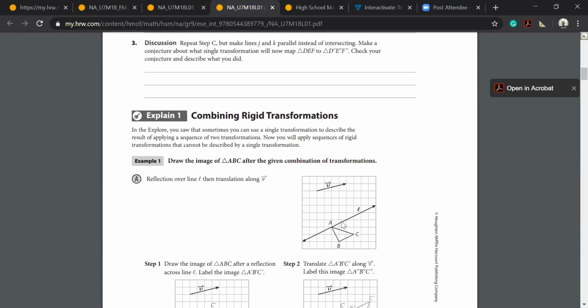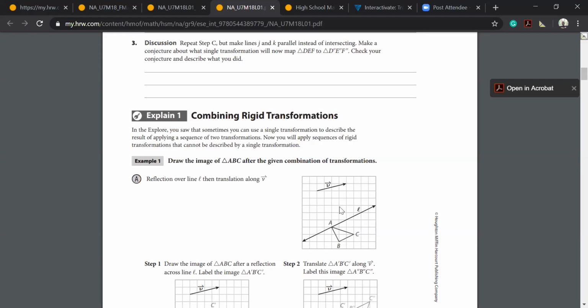It's already lying on the line L, so A prime will be the same. And then I'm going to get my ruler. I'm going to draw a perpendicular line from here till here, and then measure the distance. For example, it was 2 centimeters. And then I'm going to copy it on the other side.